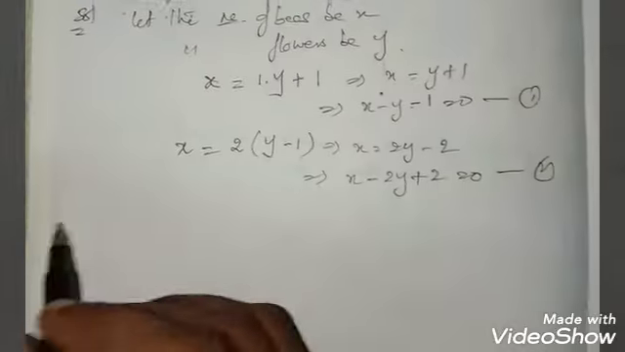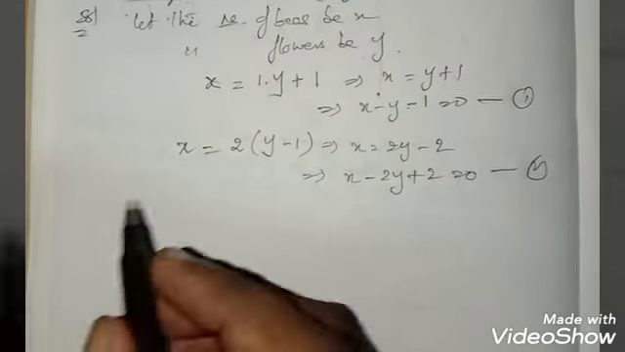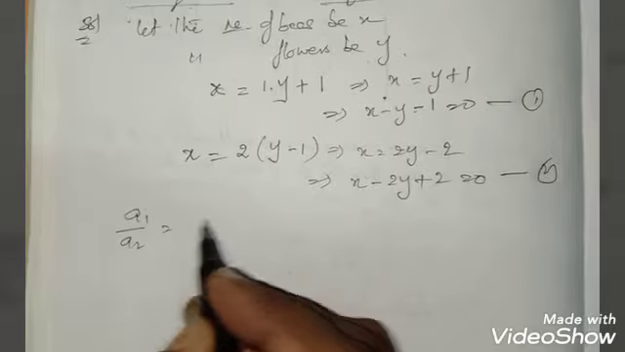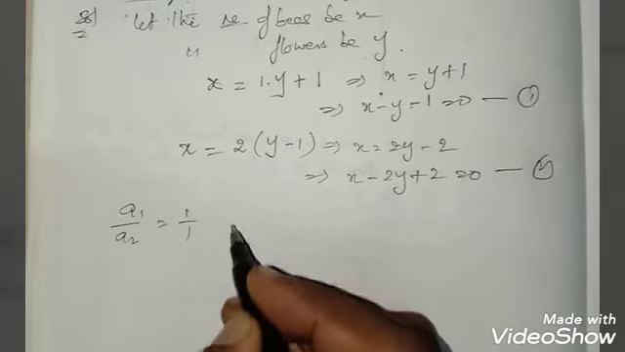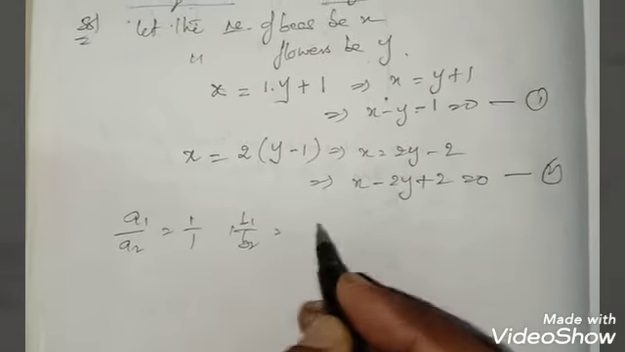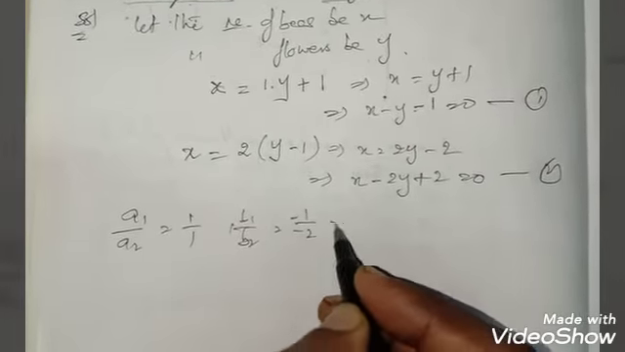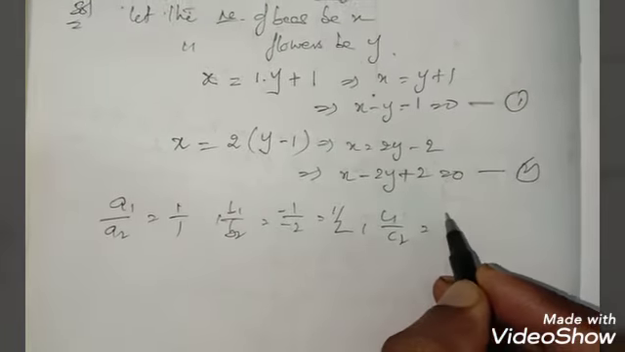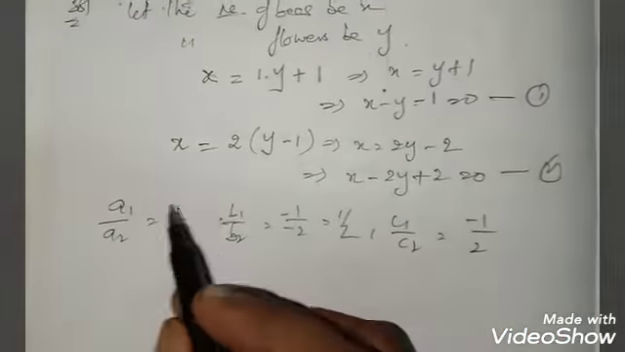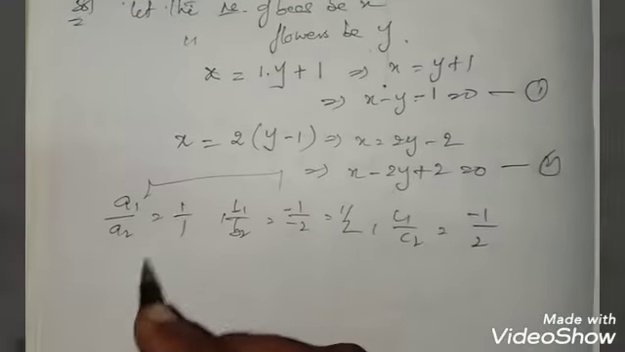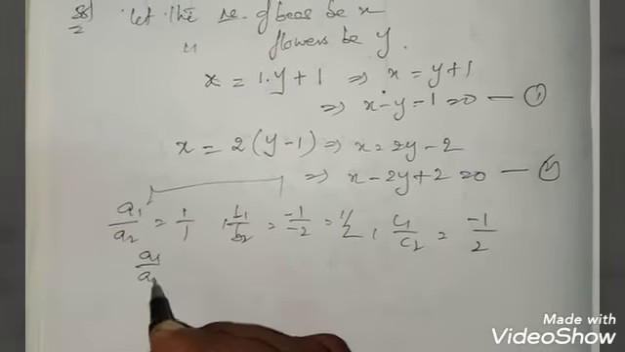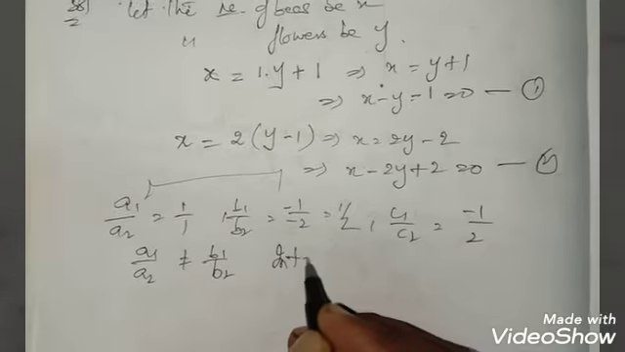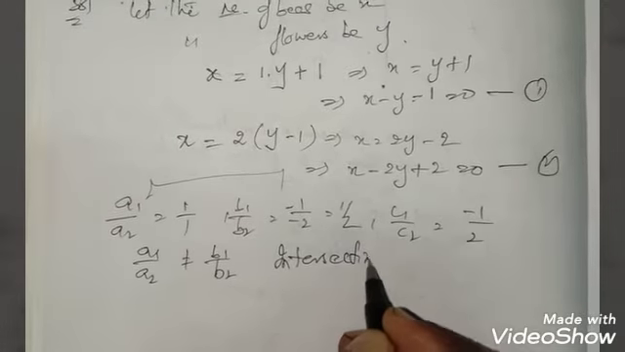Now after finding the second equation, you have to verify whether it's intersecting lines or parallel lines. For that you have the ratios: a1 by a2 is equal to 1 by 1, b1 by b2 is equal to minus 1 by minus 2, that is 1 by 2, and c1 by c2 is equal to minus 1 by 2, right? So here these two ratios are not equal. So I can say a1 by a2 is not equal to b1 by b2. So it is intersecting, right? So the lines are intersecting.